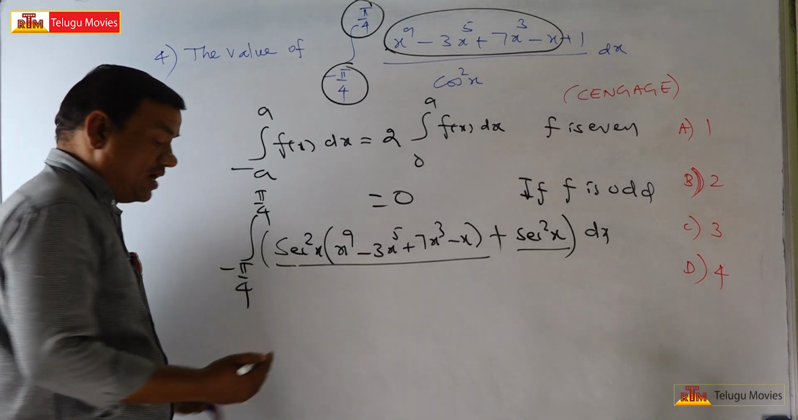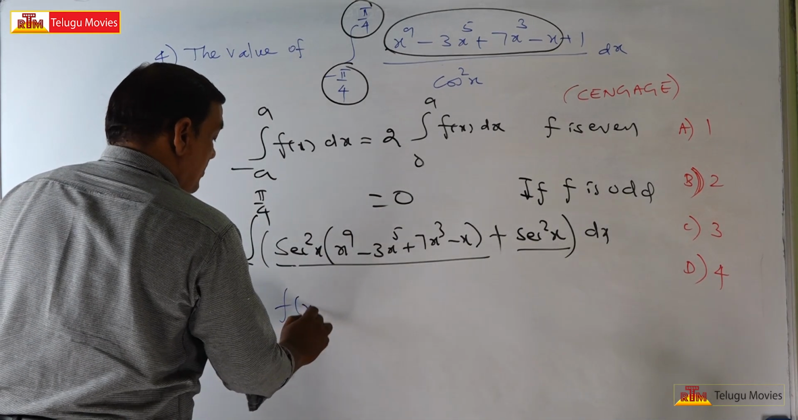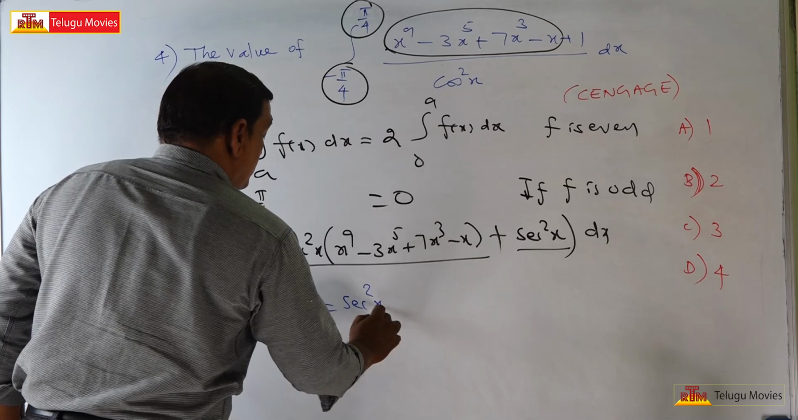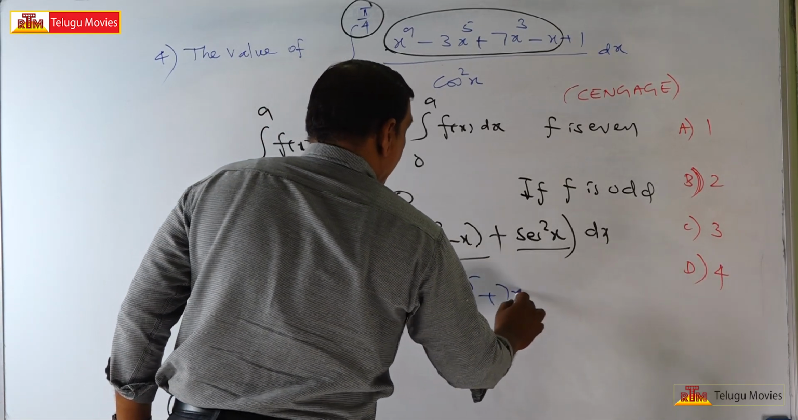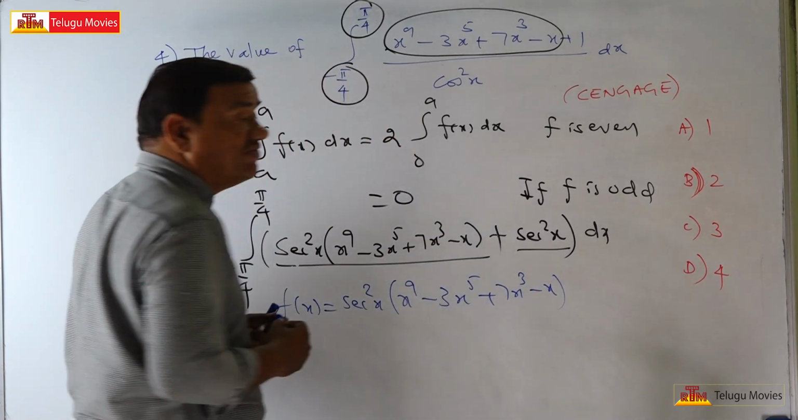Observe this function. What is this function? f of x is equal to secant square x times x power 9 minus 3x power 5 plus 7x cube minus x. Check whether it is an even function or not.